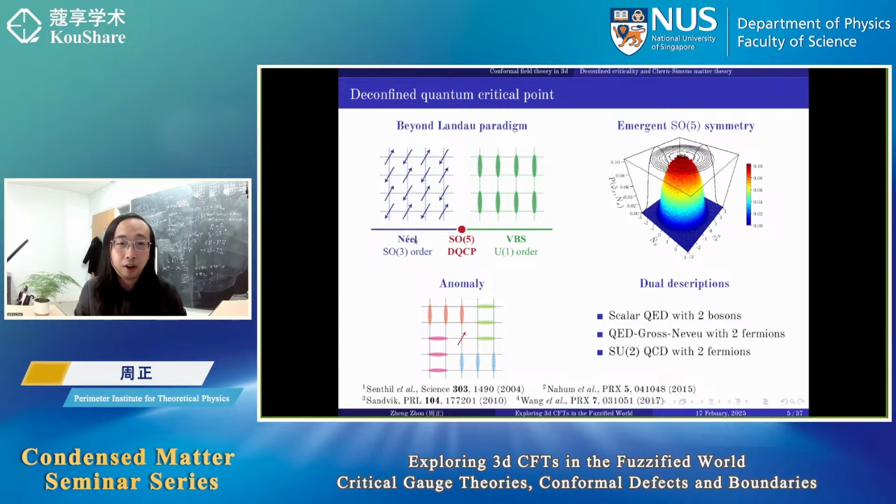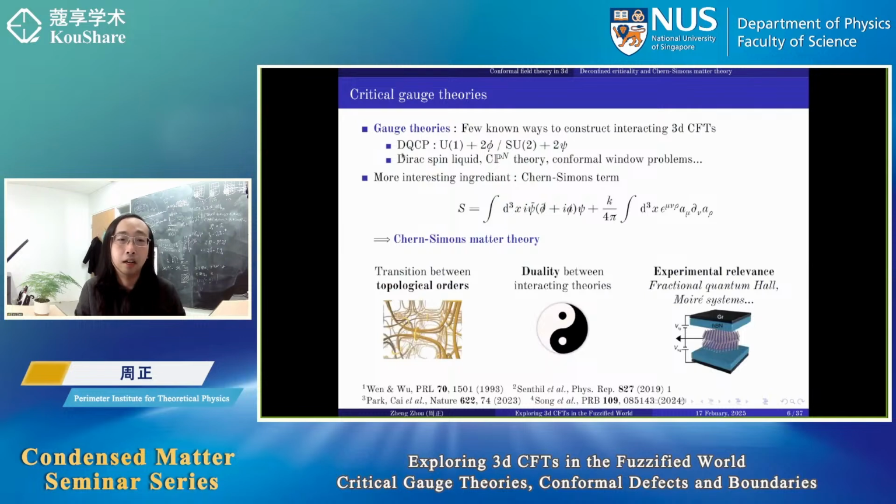This deconfined criticality is known to have many dual descriptions. For example, there is scalar QED with 2 flavors of bosons, or SU(2) QCD with 2 flavors of fermions. If we look closer at these descriptions, one common thing is that they are constructed using gauge fields.